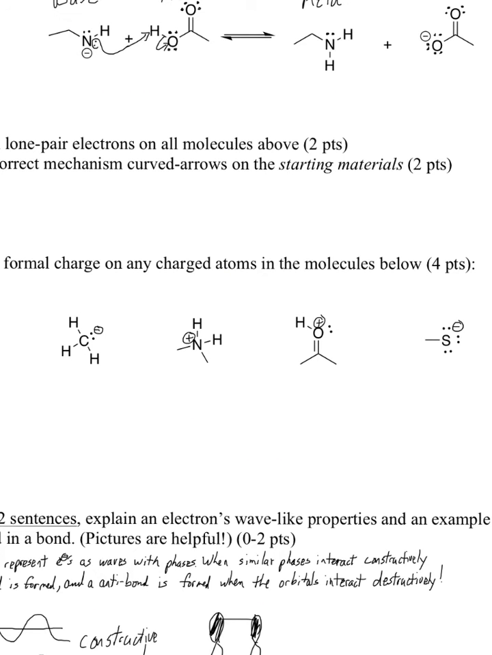Here, drawing in some formal charges on the charged atoms in the molecules below. Carbon with a lone pair and 3 bonds would be a negative charge. It's a carbanion. Nitrogen with 4 bonds and no lone pairs is a plus charge. Oxygen with 3 bonds and a lone pair has a full octet, but has a plus charge. And the sulfur here with 1 bond and 3 lone pairs is a negative charge.